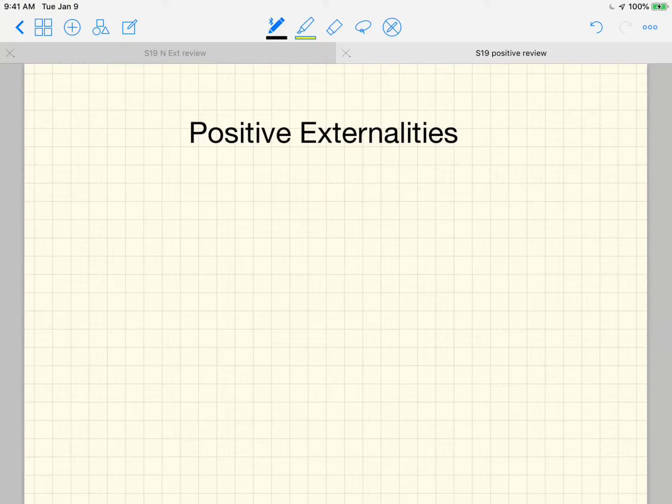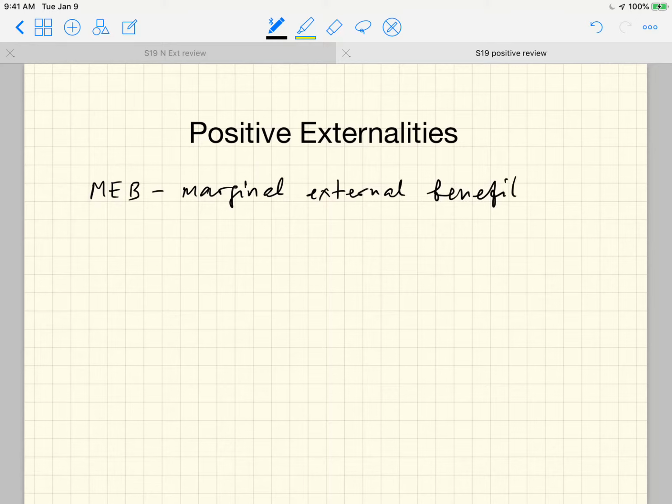Hello everybody, here comes a review of our discussion on positive externalities. So here we're dealing with marginal external benefit. Well, that happens to fall on someone other than the people involved in the consumption or production of a good. And to take this external benefit into account, we need to add it to marginal private benefit.